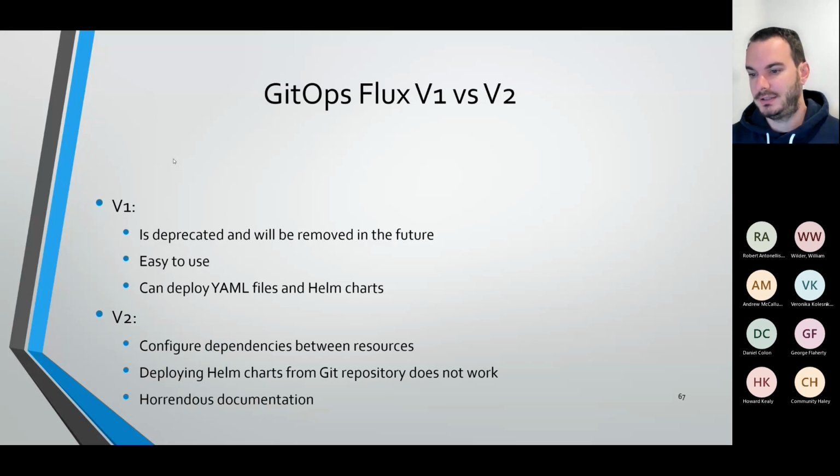Then version 2 has additional features. For example, it uses Kustomize to configure the application. You can configure dependencies. But when I tried it, I had no luck deploying Helm charts. It didn't work, although the documentation said it works. I did exactly the same steps, and it didn't make any sense. So it was my worst Azure experience so far.